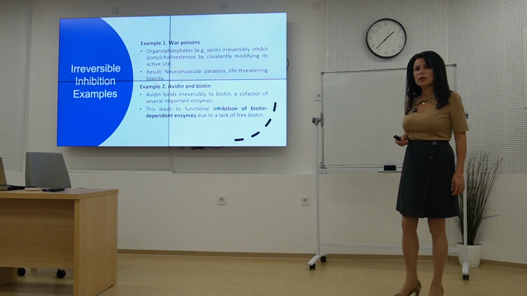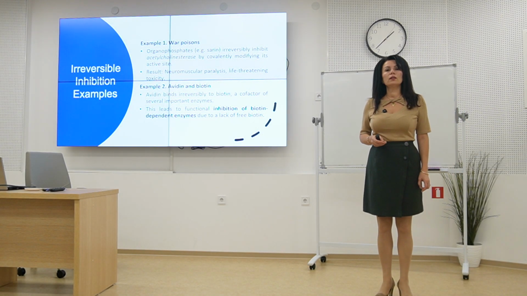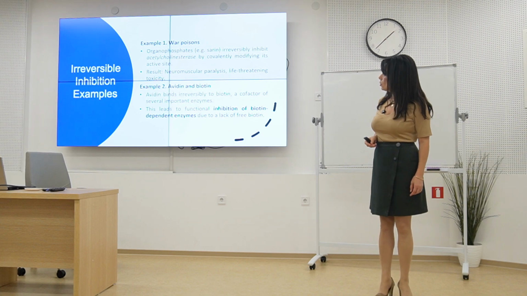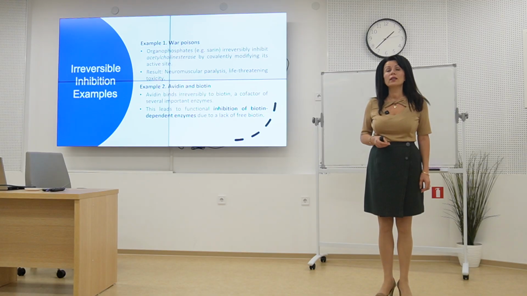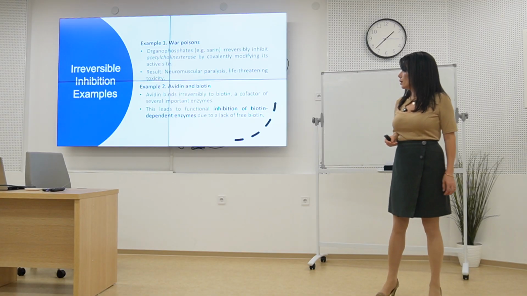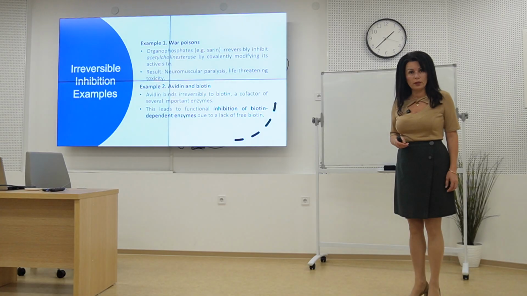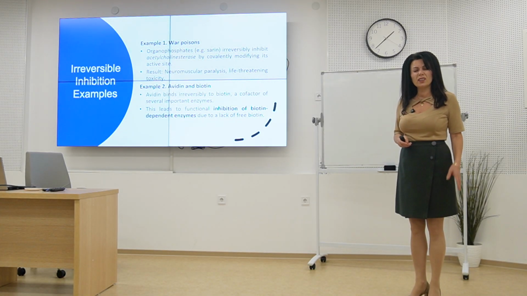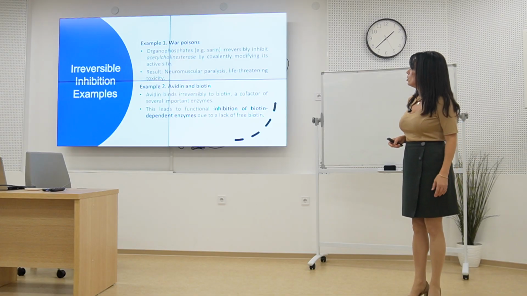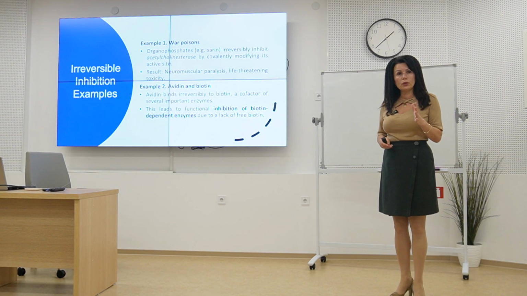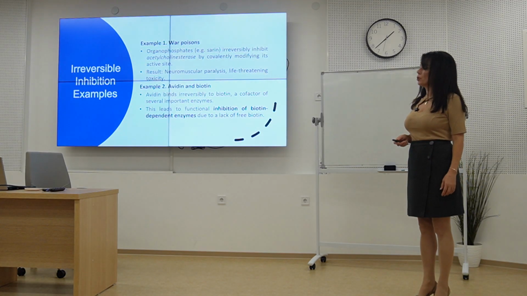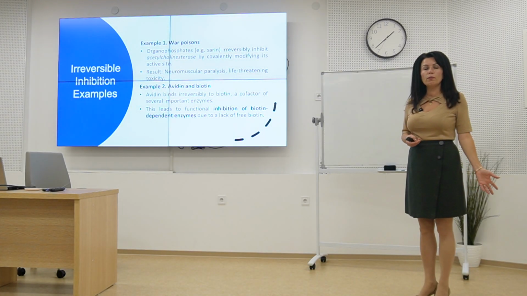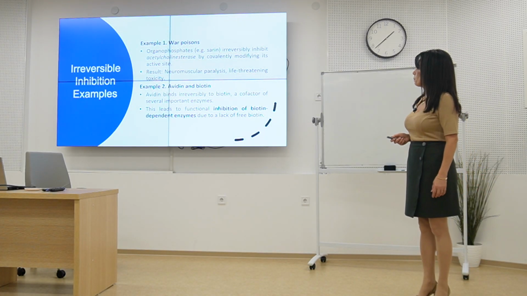The second example is avidin. Avidin is an inhibitor found in raw eggs, and it inhibits biotin irreversibly. It's vitamin B7, or vitamin H, and cannot be absorbed after that. This leads to functional inhibition of all the biotin-dependent enzymes.